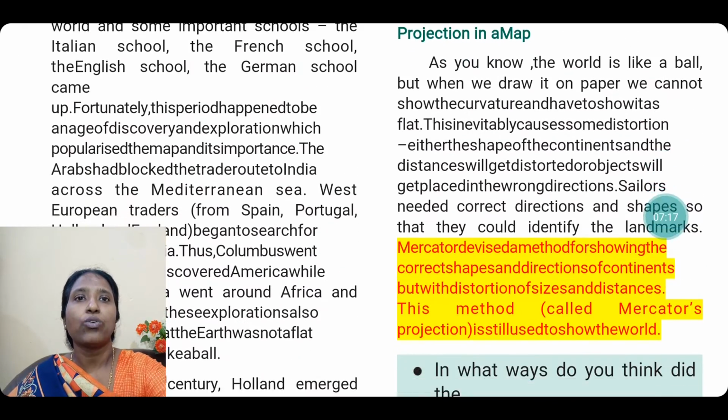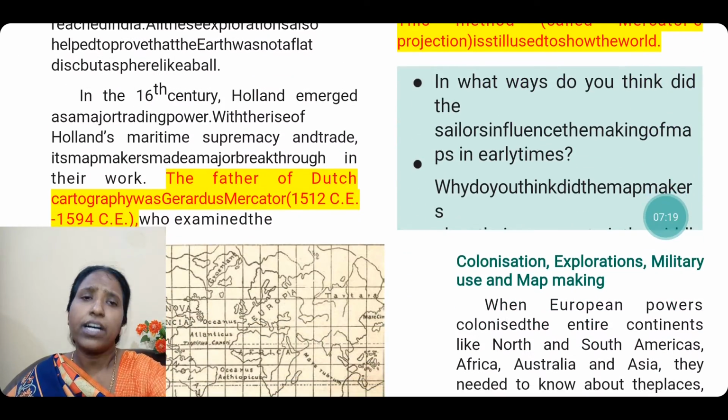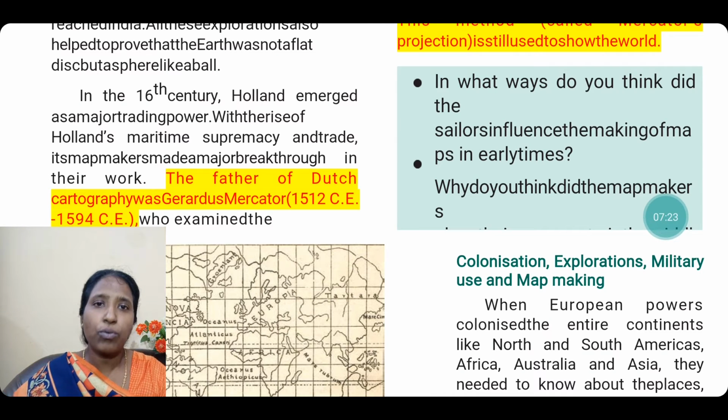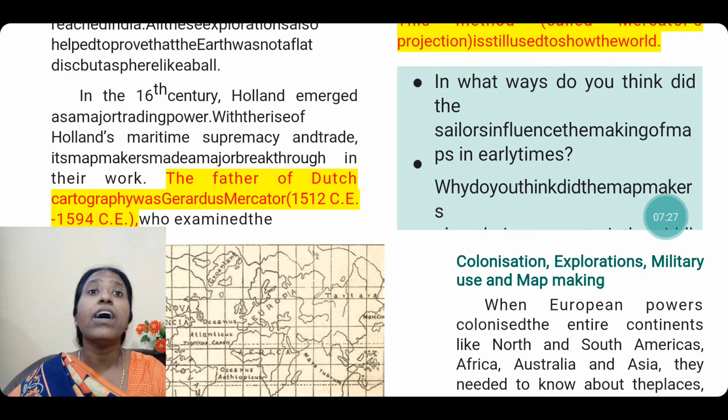And then you can see that not only the Arabs and Greeks, there were many other people who were interested in exploring, right? And here we see the people from Holland, who are called the Dutch. Okay, they also started mapping the world. The father of Dutch cartography was Gerardus Mercator.